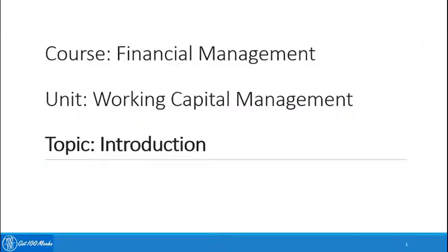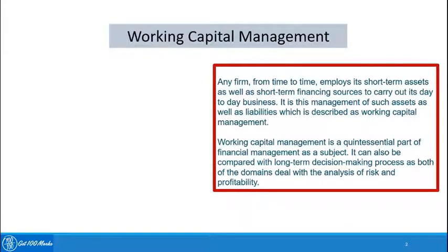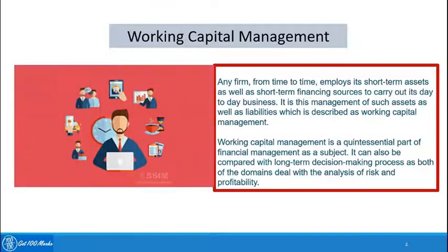Let me introduce the concept of working capital management to you, or rather, working capital, a very important component of a business. What is working capital? Any firm from time to time employs its short-term assets as well as short-term financing sources to carry out its day-to-day business. The management of these short-term assets is called working capital management. So working capital is primarily the short-term assets of a business which are used for day-to-day operations of the business.